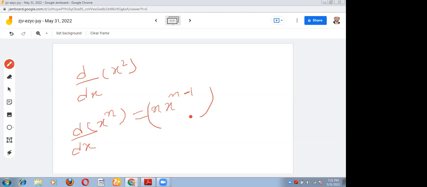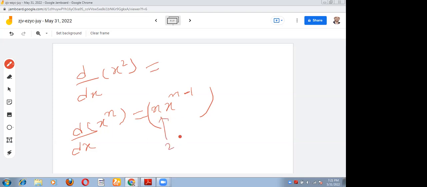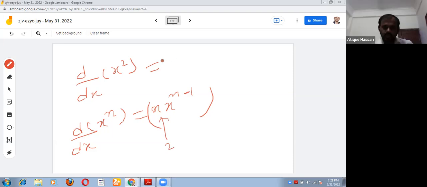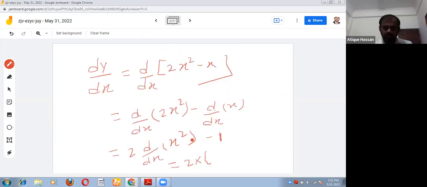Yes, sir. It'll be 2x, right? So in the same way, what will be its value? In place of n, what is the value of n here? 2. Right or wrong? So here you will write 2 x to the power 2 minus 1. So what will be its value? 2x. Differentiation of x squared is 2x. Got it? Yes, sir. So here the value of differentiation of x squared is 2x.